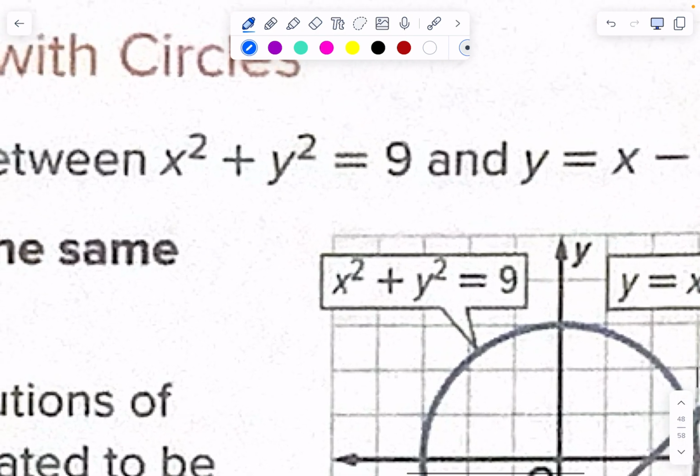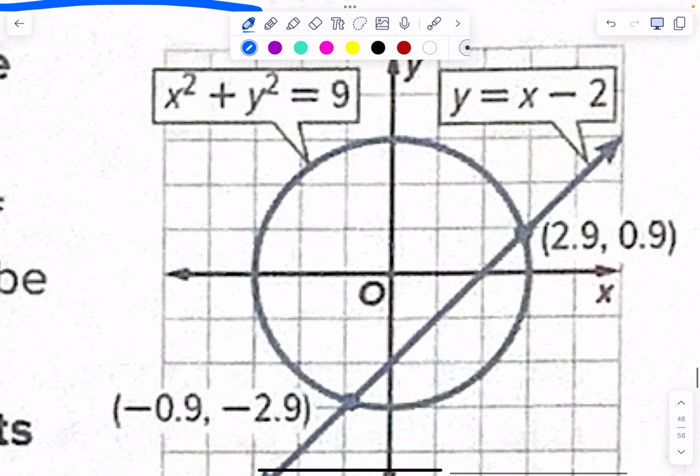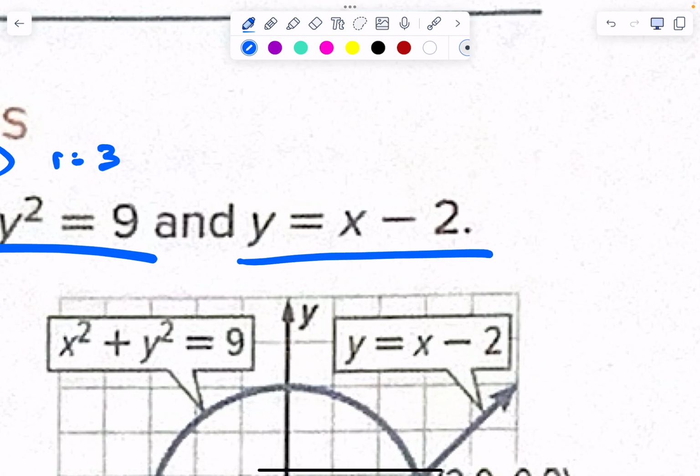Okay, so they give me x squared plus y squared equals 9. What's the center of x squared plus y squared equals 9? Center is at 0, 0. The radius is 3. So this is a circle with a radius of 3. They've drawn a circle centered at 0, 0 with a radius of 3. And then they've also drawn this linear function, which is y equals x minus 2.